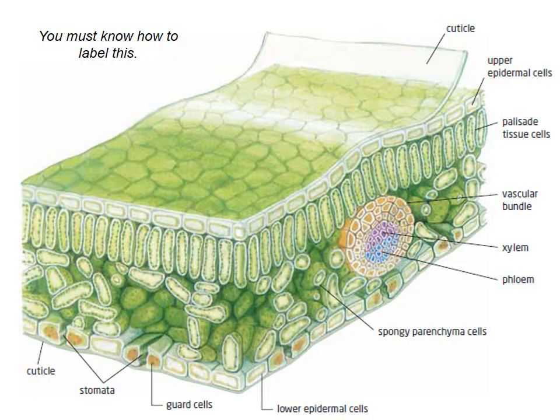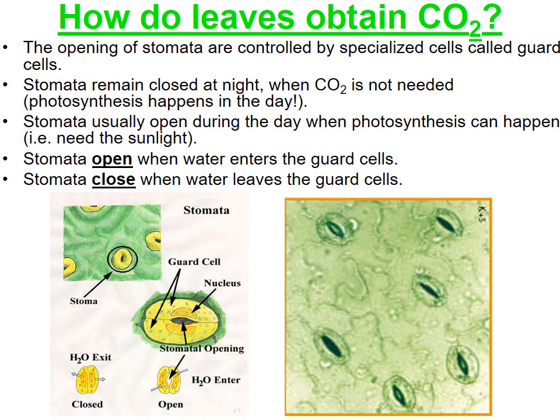Again, you should know how to label this image. It's super important. So in order to open and close the stomata, the guard cells will actually take in or release water. So when the guard cells absorb water, the stomata will be open. When the guard cells release water, the stomata will close. And I'll explain why in the next slide.